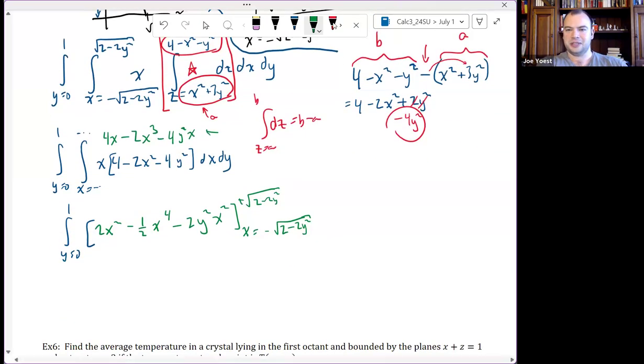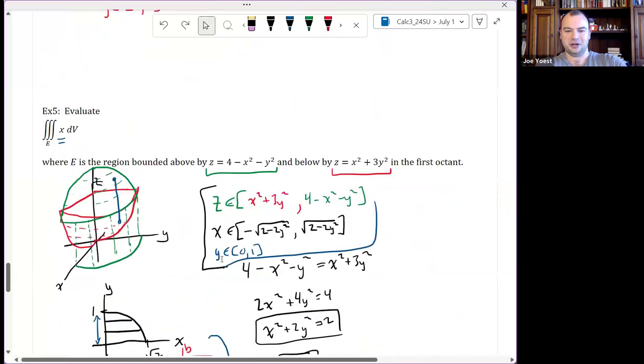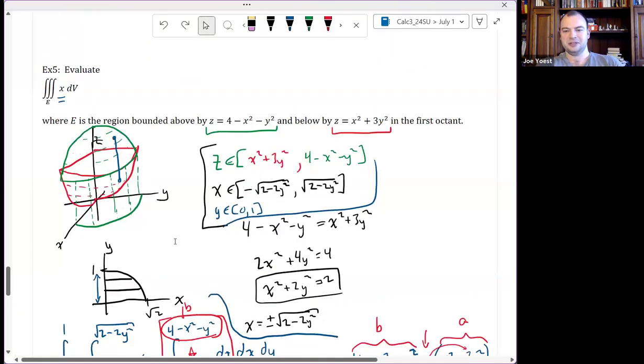Well, a clue is that I noticed here that I'm integrating an odd function in x over a symmetric interval. Well, this gives me 0, and I knew that when I did it in my notes, I didn't get 0. Something went awry with the bounds on x. What did I do wrong up here in my bounds on x?